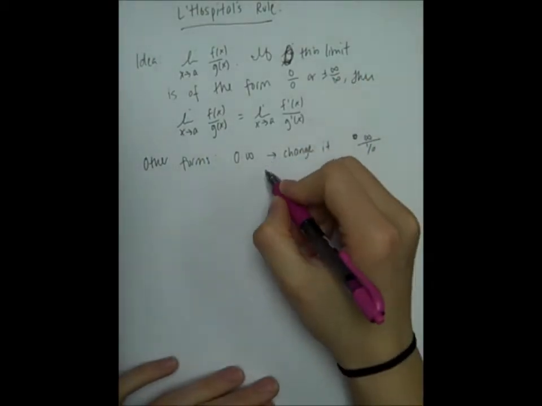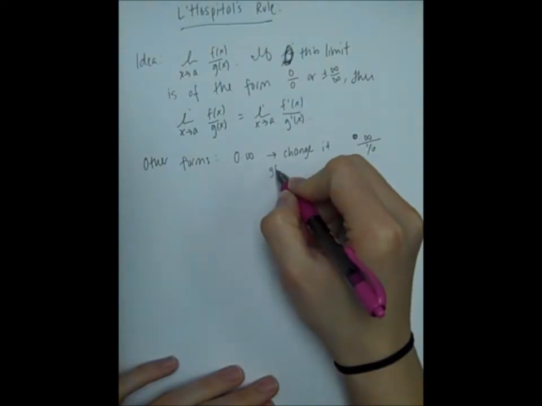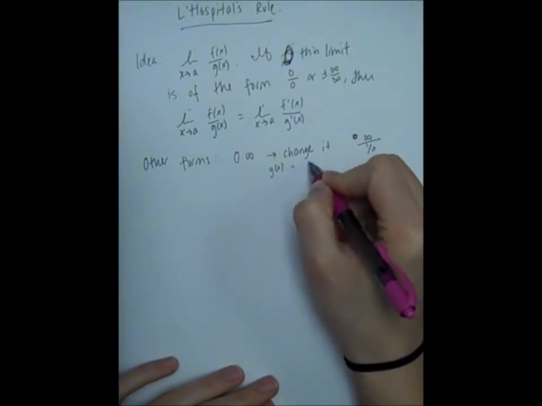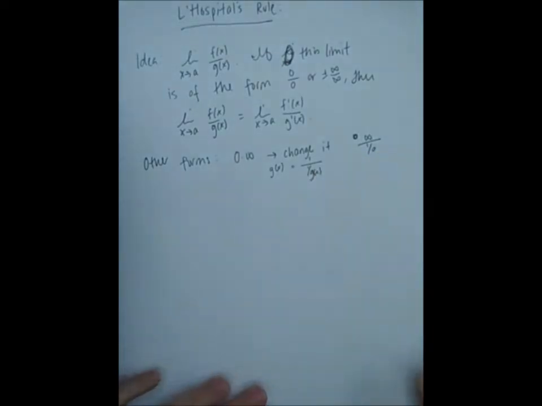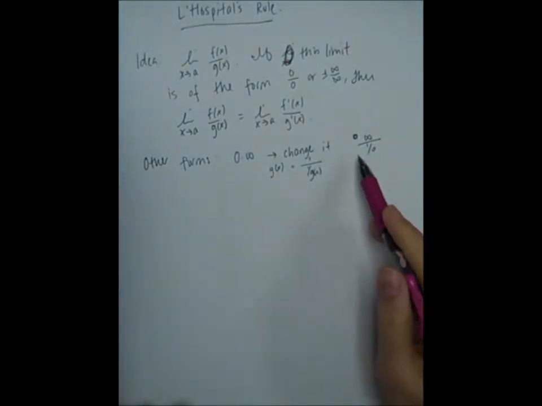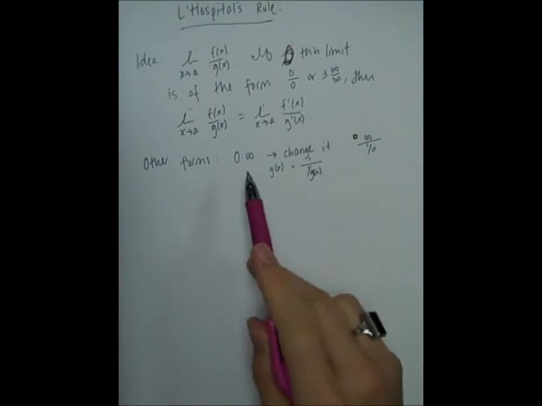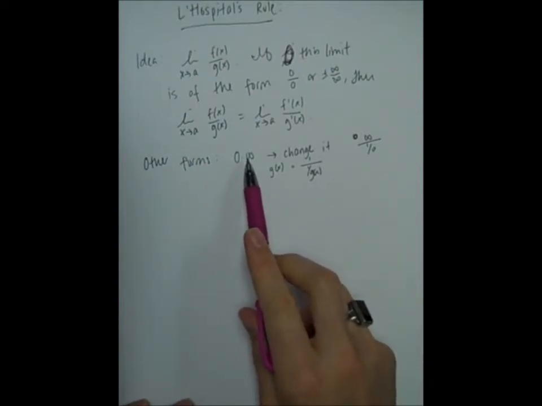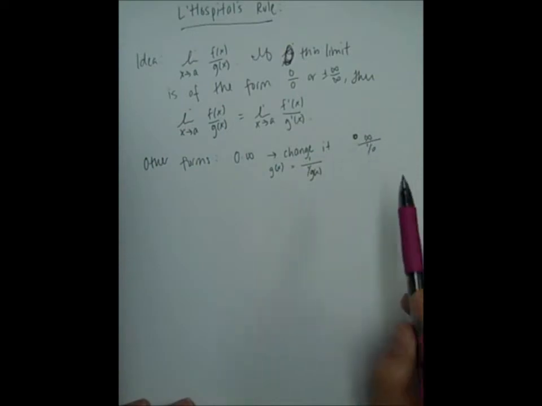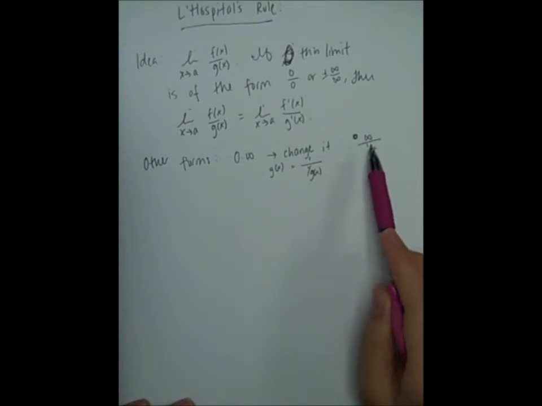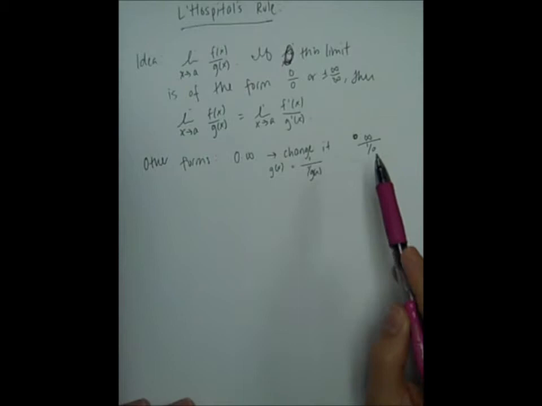Why do we do this? It's because g of x is the same thing as 1 over 1 over g of x. So all we're doing is manipulating the fraction. So if we have the form 0 times infinity, change it to be infinity over 1 divided by 0, then this will be infinity over infinity.